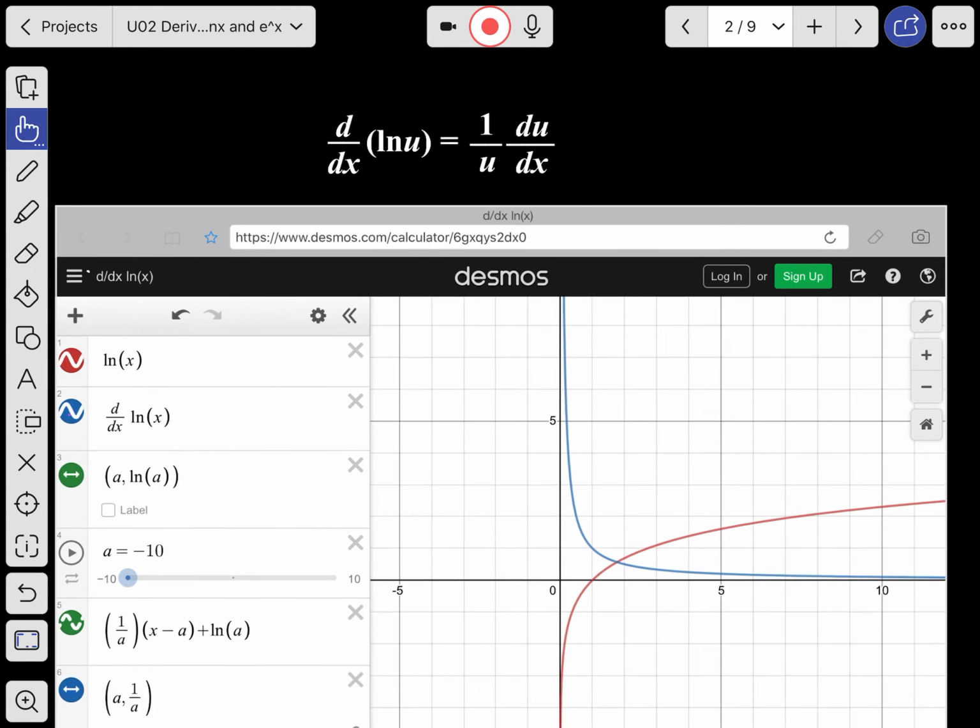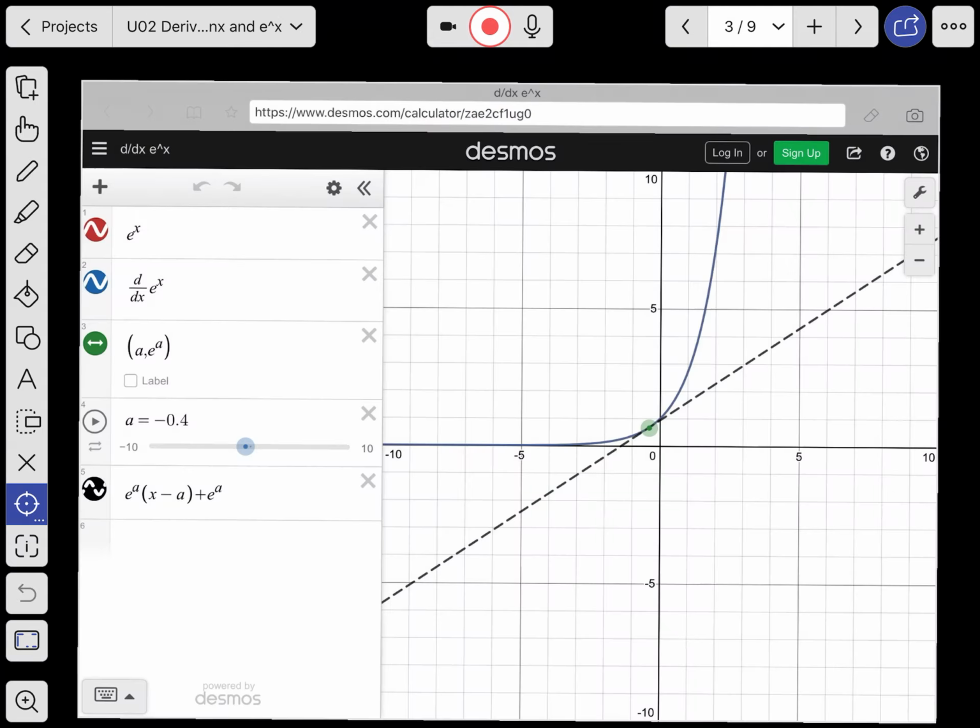is the reciprocal function, the rational function, 1 over u times du dx. This, of course, represents the chain. Whatever that inside function is, u, times the derivative of u. 1 over u times the derivative of u with respect to x. All right, now let's take a look at our e to the x function.